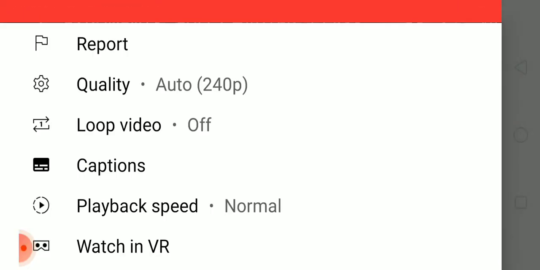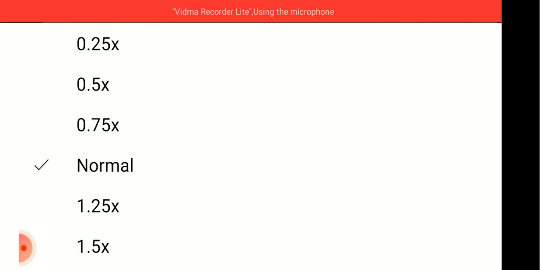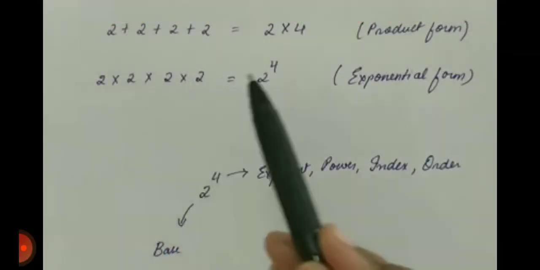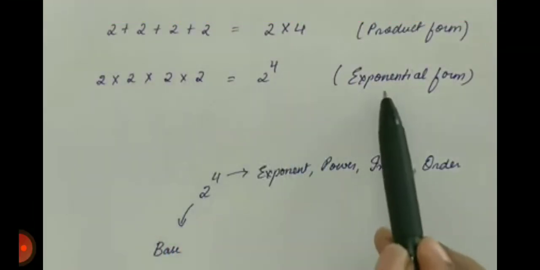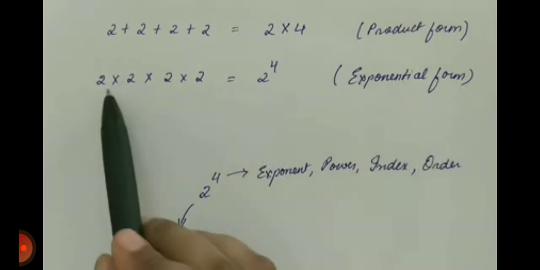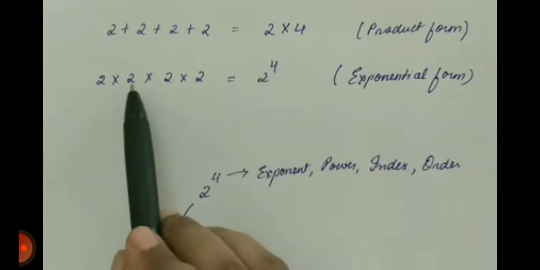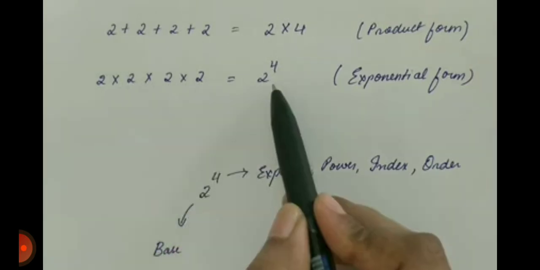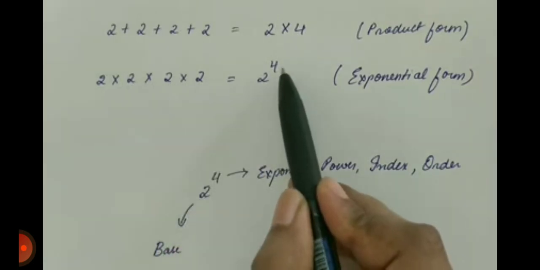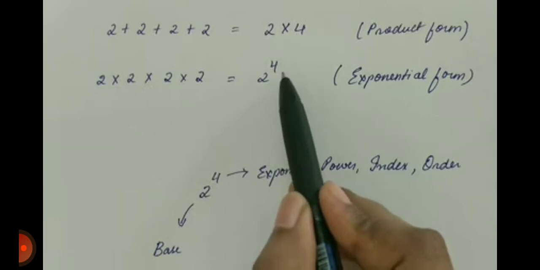In the same way, the repeated multiplication of a number can be written in a short form known as exponential form. 2 into 2 into 2 into 2 can be written as 2 to the power of 4, that is 2 multiplied 4 times. It is called 2 to the power of 4 or 2 raised to the power 4.